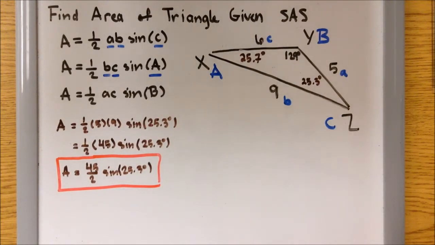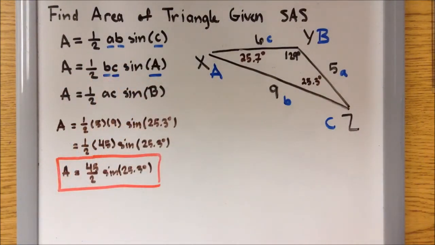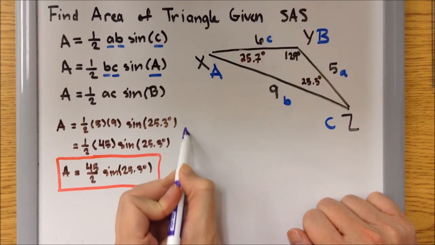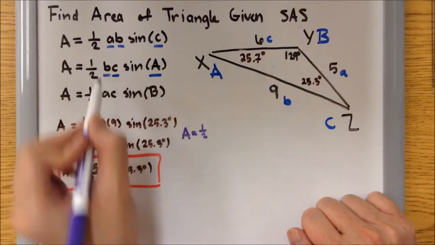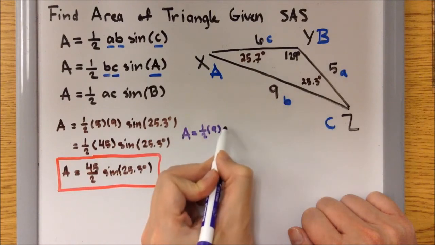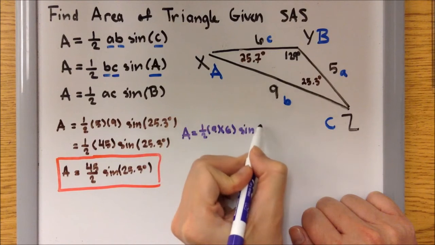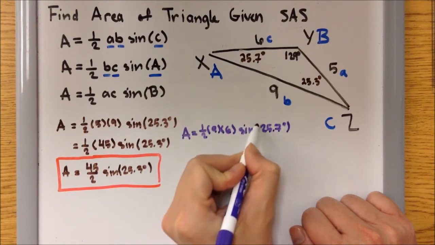Alright, say I choose a different form. Instead of using AB and sine capital C, maybe I do BC and sine capital A. So let's do that one. So say I was doing the second one. So B, which is 9, times C, which is 6, times sine of capital A, which is 25.7 degrees.